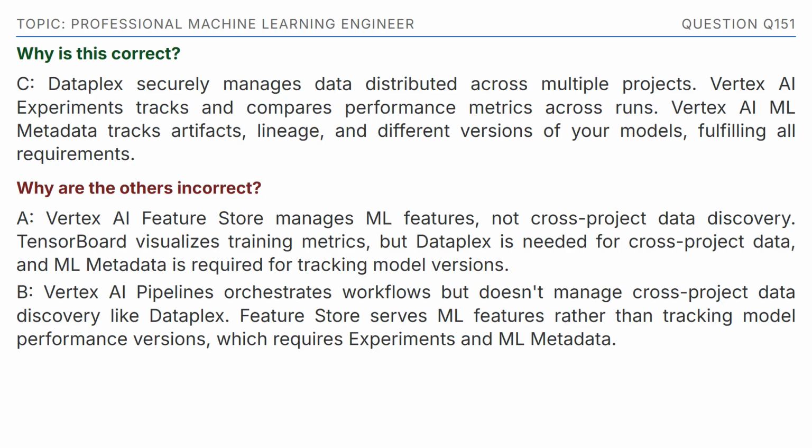Why are the others incorrect? A. Vertex AI Feature Store manages ML features, not cross-project data discovery. TensorBoard visualizes training metrics, but Dataplex is needed for cross-project data, and ML Metadata is required for tracking model versions. B. Vertex AI Pipelines orchestrates workflows but doesn't manage cross-project data discovery like Dataplex. Feature Store serves ML features rather than tracking model performance versions, which requires Experiments and ML Metadata.